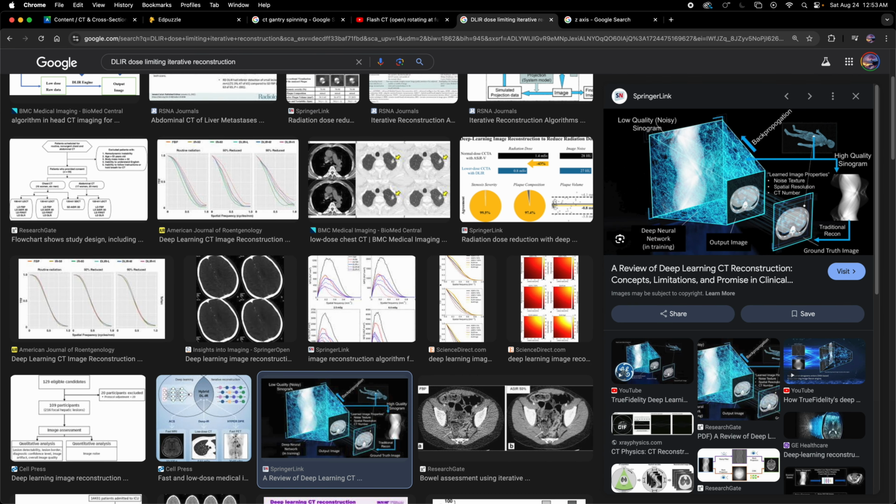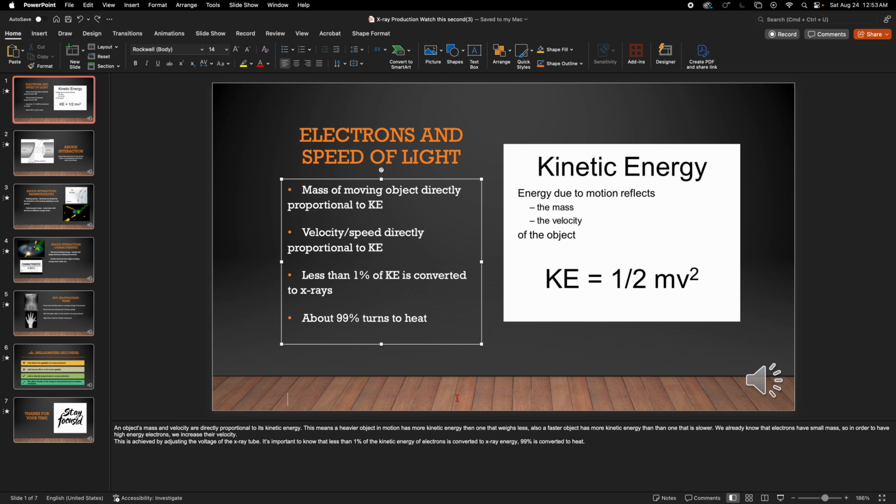In any case, what you should know is that the keV, or the energy of the beam, is impacted by the kVp. And depending on the body part, we use a lower or higher kVp. And modern CT scan machines make that adjustment for you.